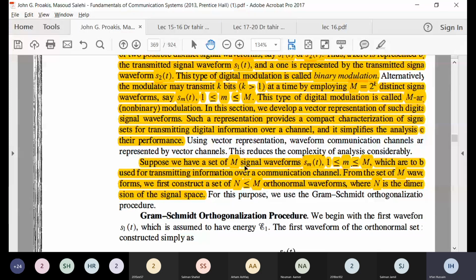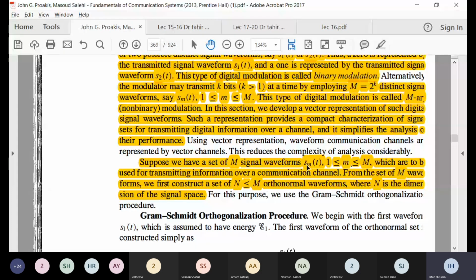So let us say that we have M signal waveforms. You are given, let us say, 20 waveforms that could be sent over a communication channel, for which you have to design. So these waveforms, when we say they are very good, can be sent through a communication channel.